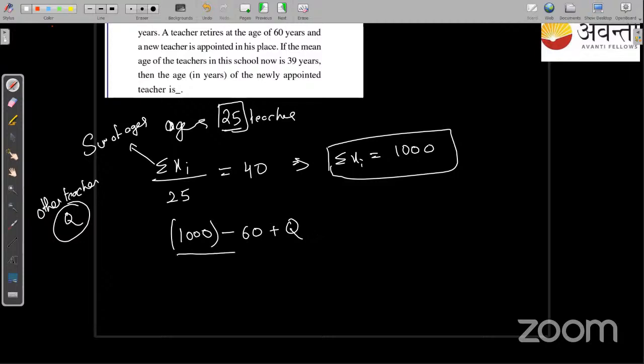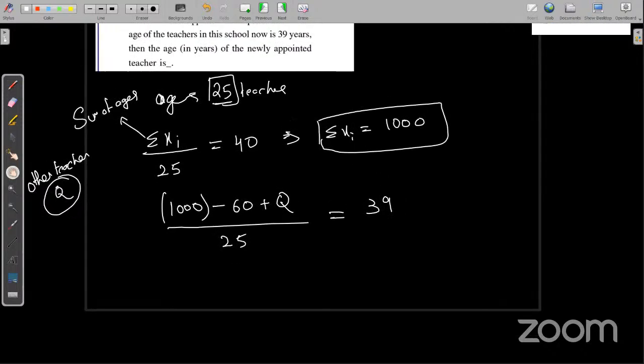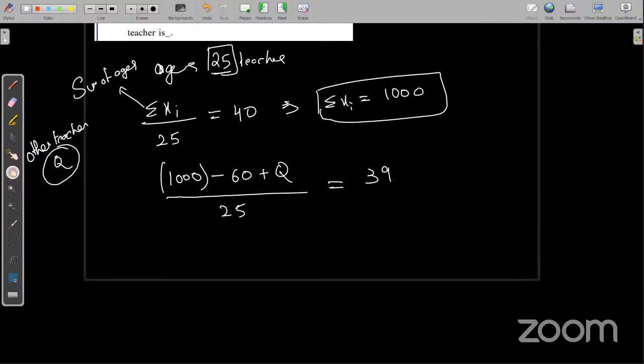So this is now our new sum, guys. This is my new sum of the teachers. One teacher who is getting retired has been replaced with another guy, so divided by 25, the number of teachers remains the same because one is replaced by the other. It is equal to, now he's saying that the average is 39, which means the mean is 39. Now he's asking us to find the age of the newly appointed teacher, which is q.